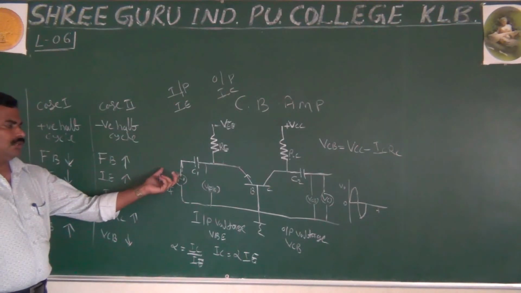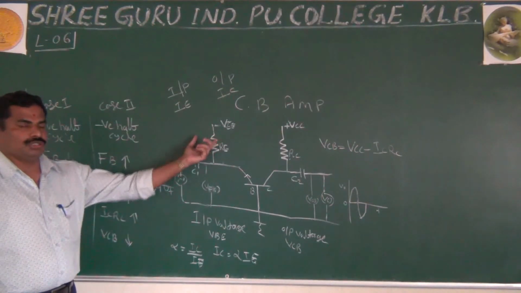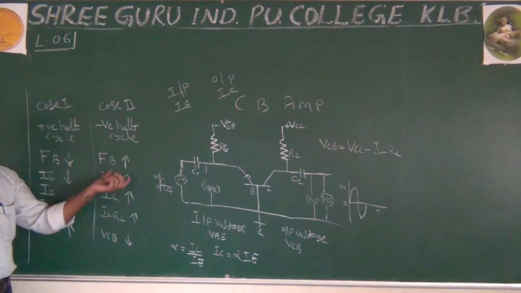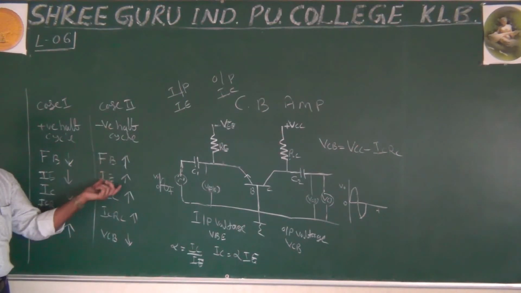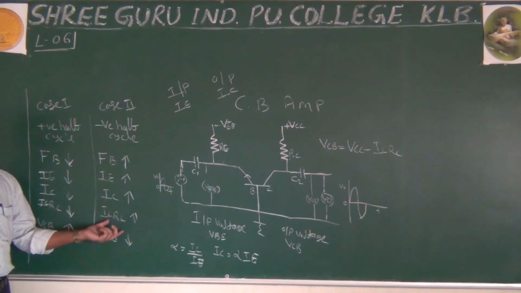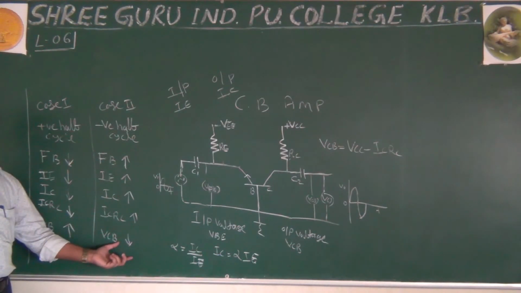In the negative half cycle, this is negative, this is negative. This input segment supports the VCB. That's what happens: the forward bias increases, and if the forward bias increases, the input current IE increases, and if the input current increases, the current IC also increases. And the important thing is that VCB, the output voltage, will decrease.